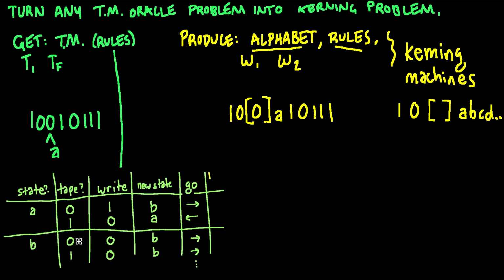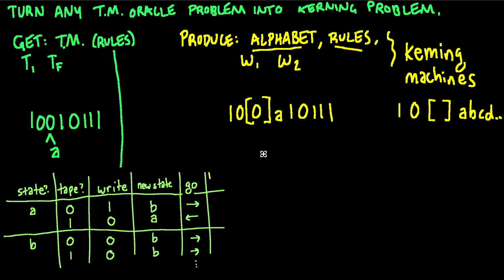This table could have as many states as it wants. I'm just going to do this example where there are these two states. Now for each rule in this table, we're going to produce a rule in the Kerning machine that implements it, or simulates it. So let's look at that first one.